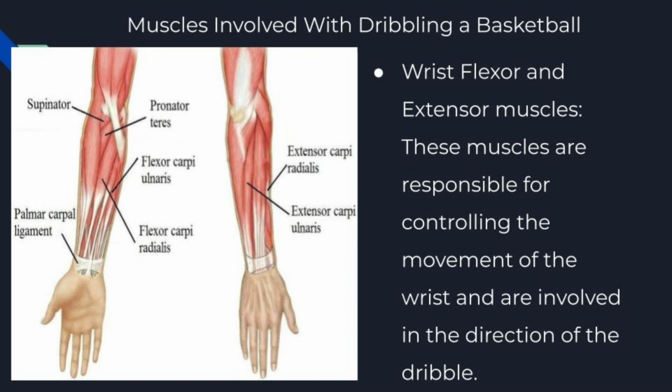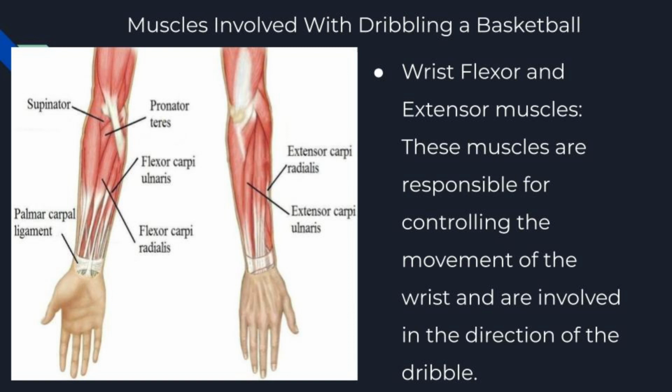Okay, lastly, let's talk about the wrist and hand muscles, or mostly wrist, the muscles in the lower arm and wrist that are involved with dribbling a basketball. So we have the wrist flexor and extensor muscles. These muscles are responsible for controlling the movement of the wrist, and they're involved in the direction of the dribble. So if you think about it, you use your wrist a lot when you dribble. You kind of push your wrist down. You should be able to see it in the video on the next slide.